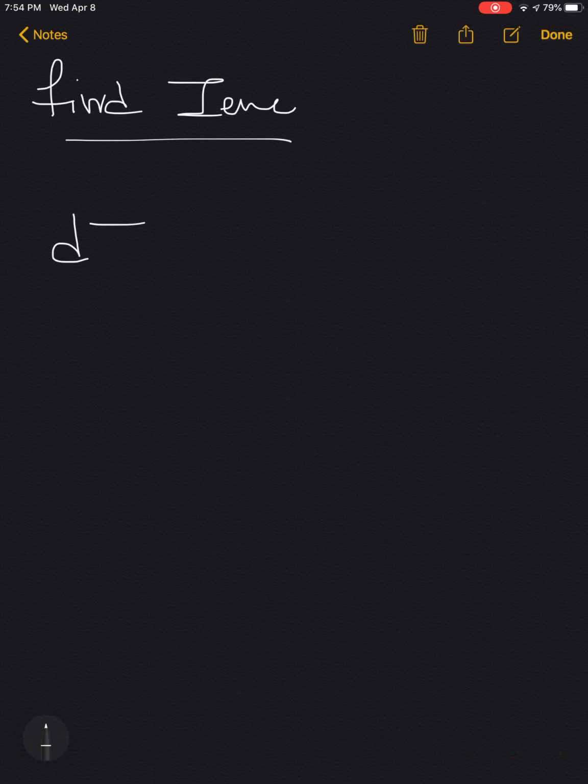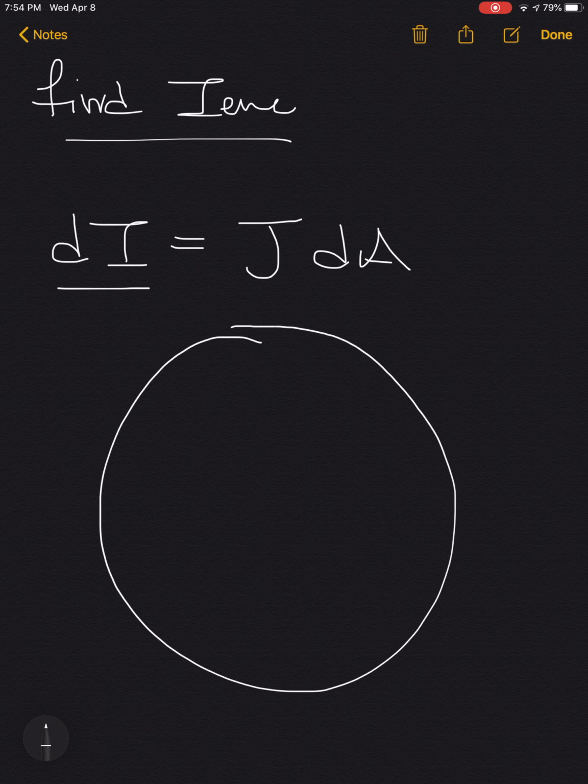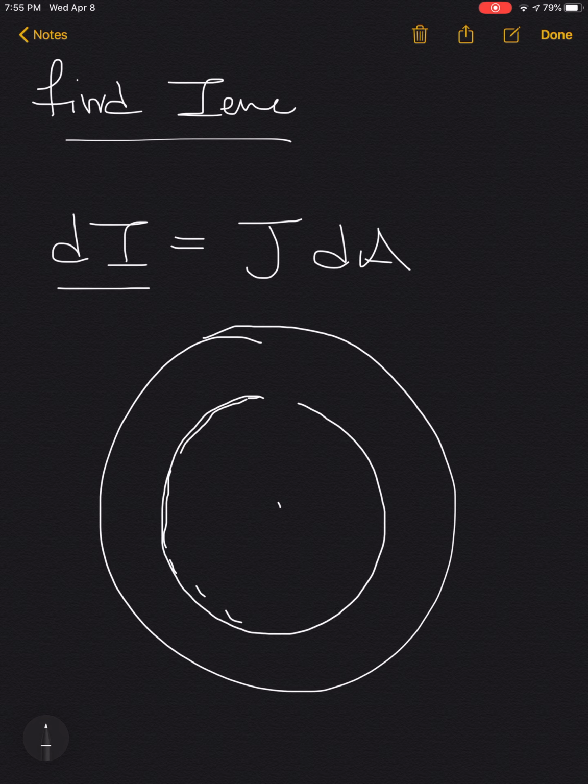First, if you want to find what I enclosed is, and the current density is not uniform, you need to know that the current density times dA gives you one increment of the charge. That is, you've got the front of this thing, this is the center, and dI is the amount of charge. So just take a little piece.